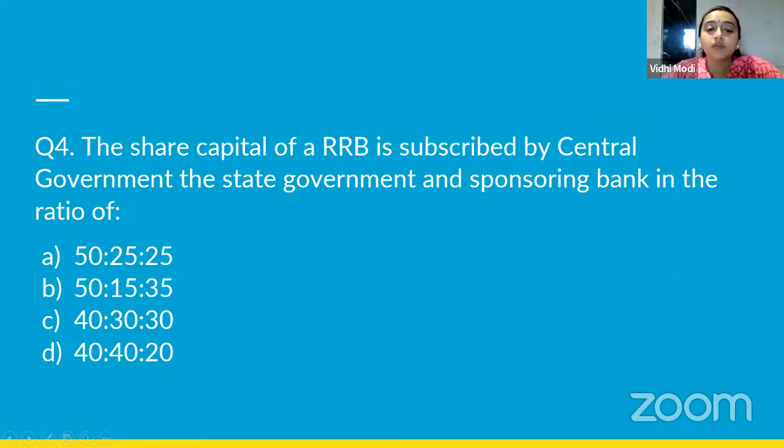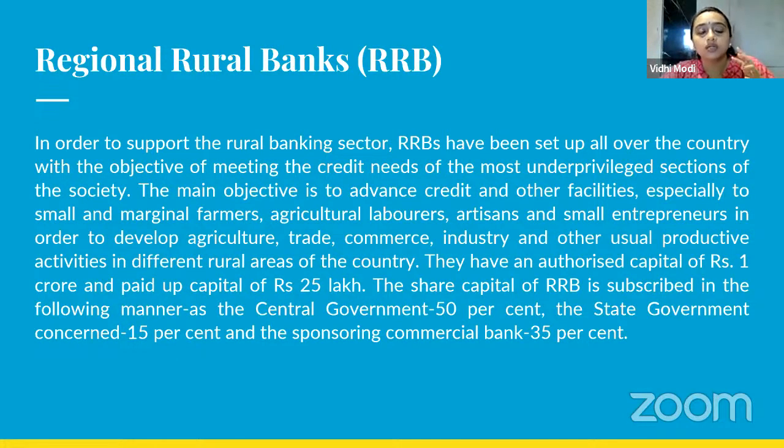Moving ahead, the share capital of RRB, okay, RRB is Regional Rural Bank, is subscribed by the central government, the state government, and the sponsoring bank in the ratio of 50 is to 25 is to 25, 50 is to 15 is to 35, 40 is to 30 is to 30, 40 is to 40 is to 20. Now, let's understand the purpose of Regional Rural Banks. The objective is to meet the credit needs of the most underprivileged sections of society, right? Therefore, this bank advances credit and other facilities to marginal farmers, agricultural laborers, artisans, and small entrepreneurs, so that they can develop trade, commerce, and industry and other productive activities in different rural areas of the country.